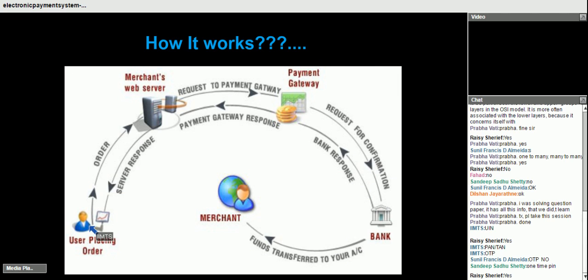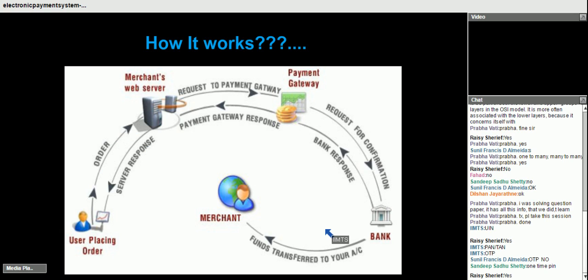Now how does it work? The user places an order, and it goes to the merchant's web server. From the merchant's web server, it goes to the payment gateway. From the payment gateway, it goes to the bank. From the bank, it further gives the bank response to the payment gateway. From the payment gateway the response comes here, and from the server the response comes here.